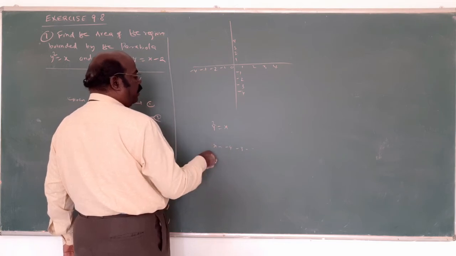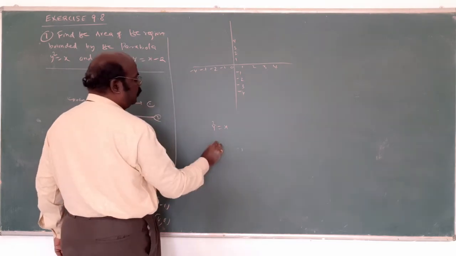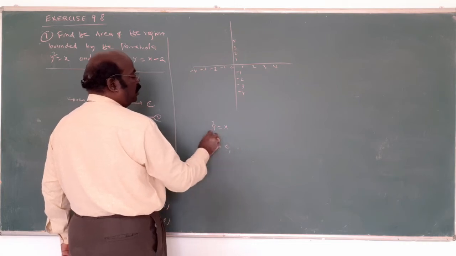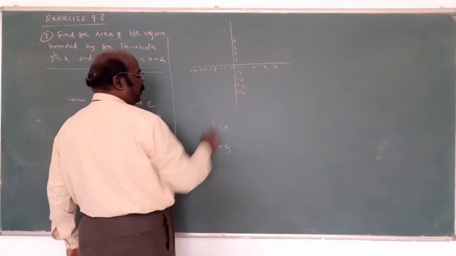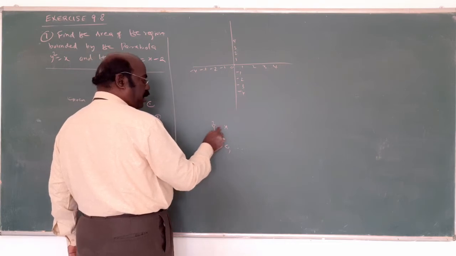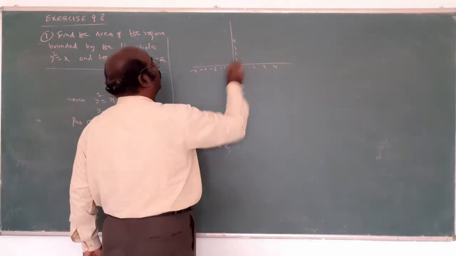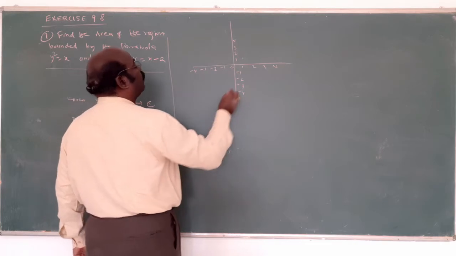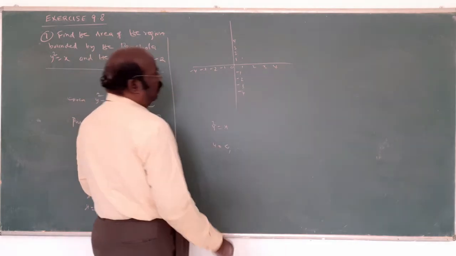Substitute here, or otherwise, y equals substitute here. Suppose y equal to 0, then x equal to 0. When x equal to 1, y equal to 1. When y equal to 2, y square is 4, so x is 4. In this way it goes on.